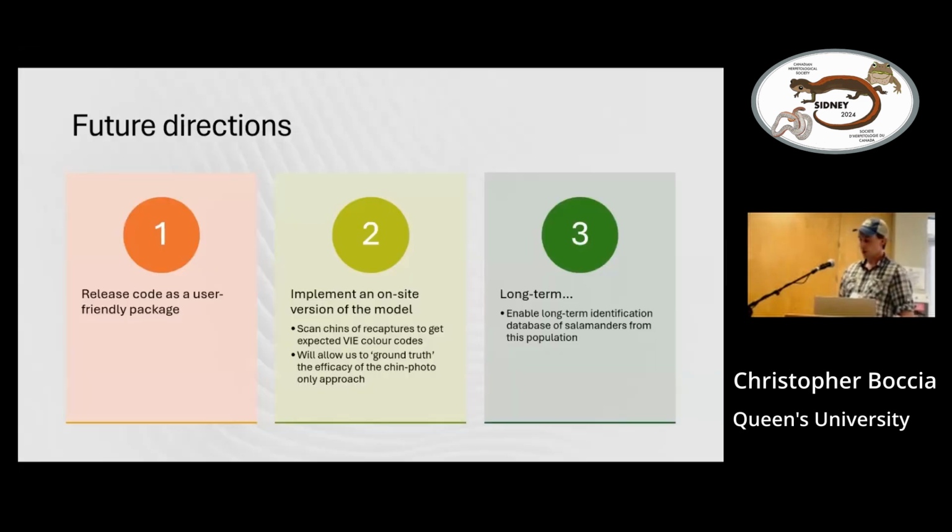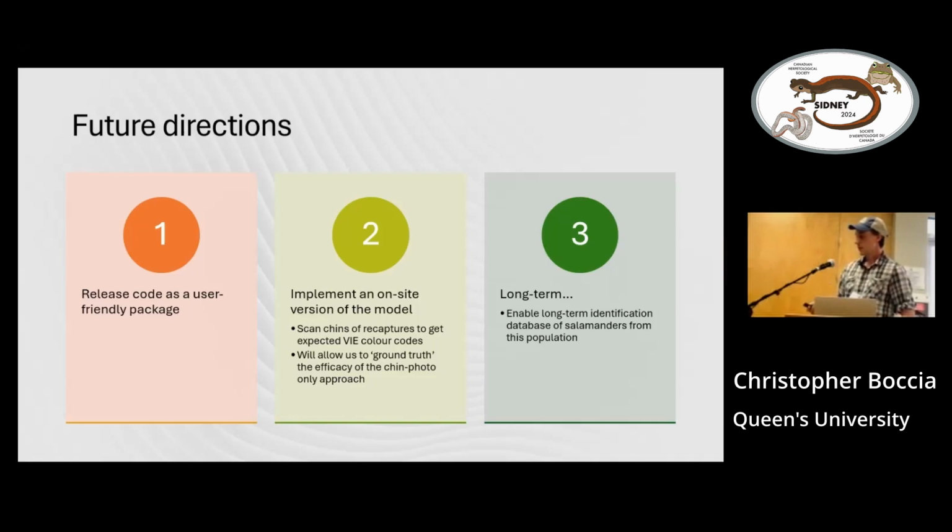Given all that, once we run it on everything and we're more confident in our results, I'm hoping to release all this as a user-friendly code package that people can use for their systems. I'm also really hoping to implement it on site next year when we're doing the next stage of the Salamander project. That'll give us a way to ground truth it. We'll be able to scan the chins, it'll give us what the expected VIE code is, and then we can flip the Salamander over, check the VIE code, and make sure that the model is actually giving us something accurate. We can get an idea of its success in the field that way.